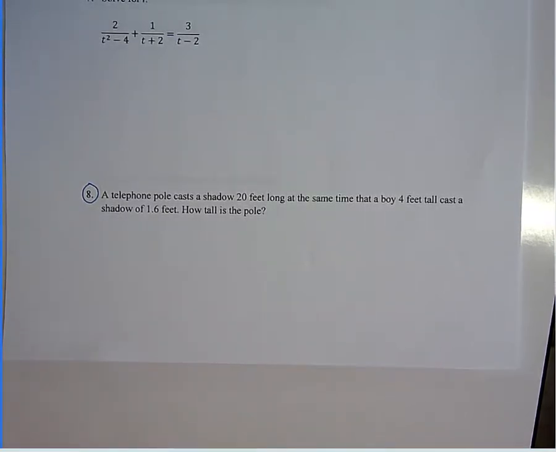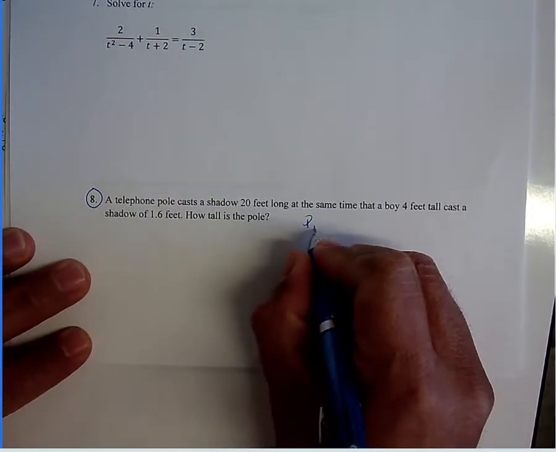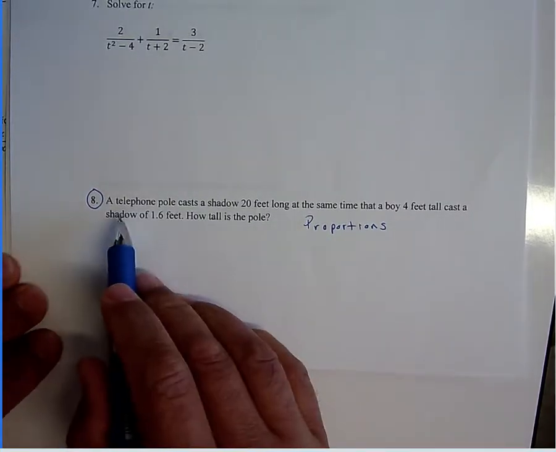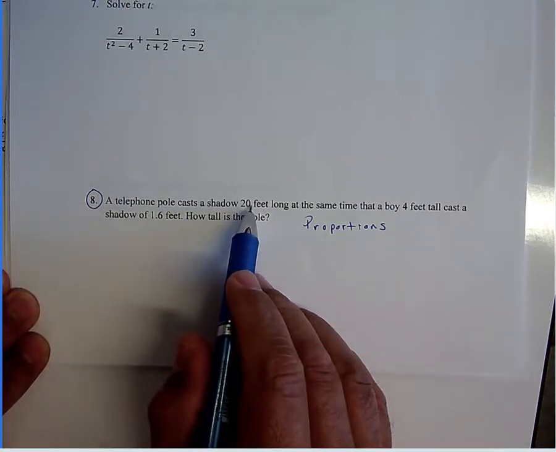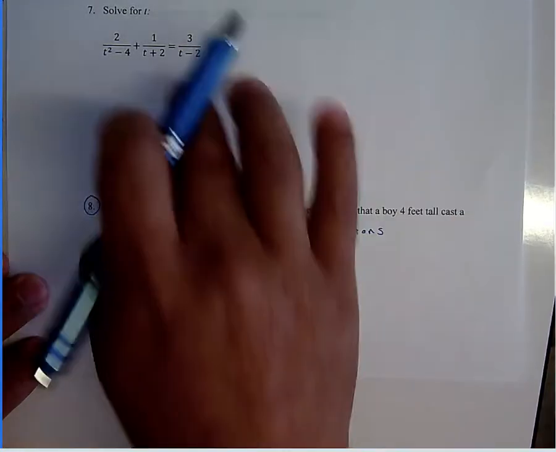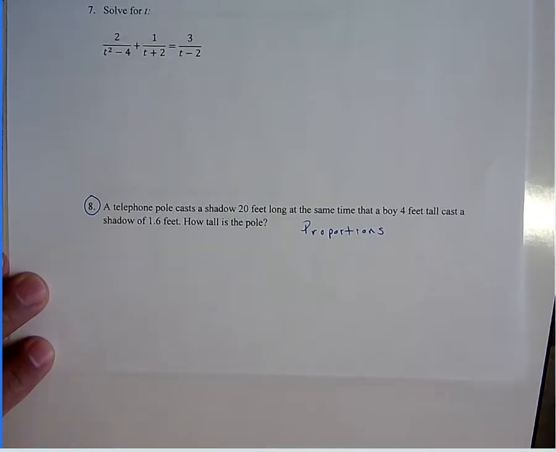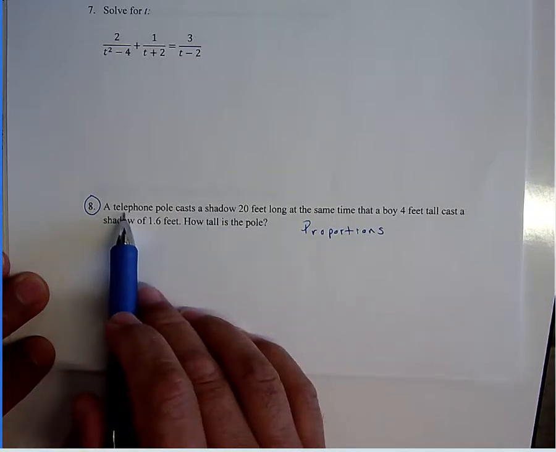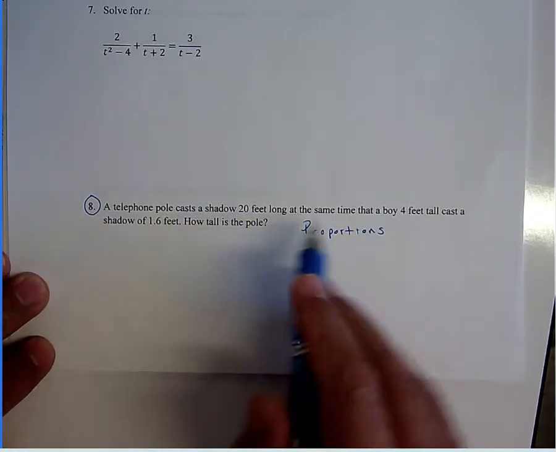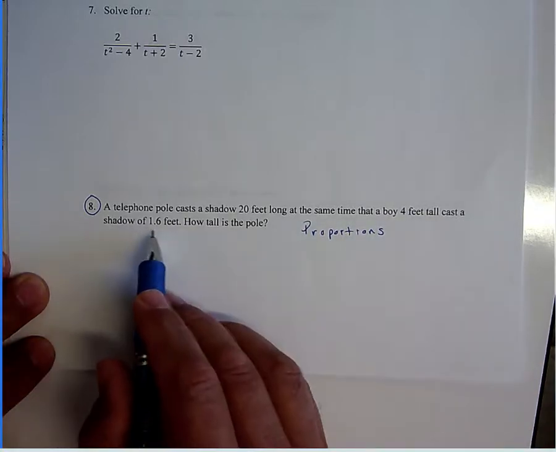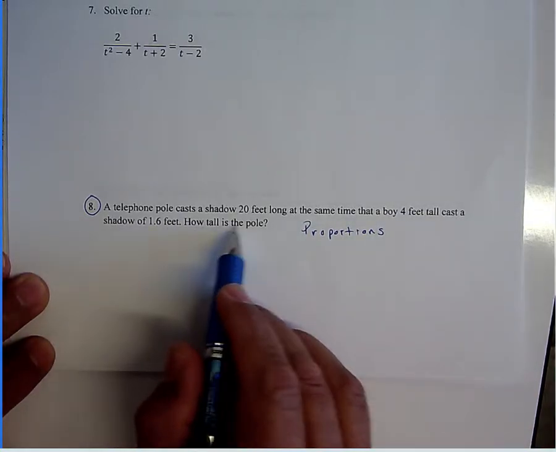So this one talks about proportions. He's talking about a telephone pole that has a shadow of 20 feet. Before I move on, this test is 1-to-1 with the final. So whatever you see here would be on the final with just different numbers. So question A would deal with something like this on the final. A telephone pole has a shadow of 20 feet long at the same time that a boy 4 feet tall casts a shadow of 1.6 feet. How tall is the pole?